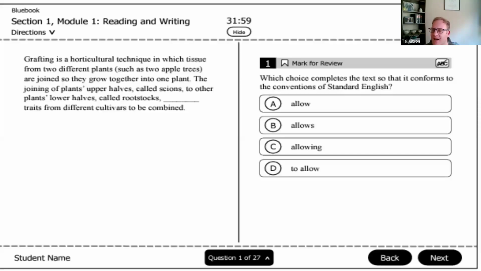And you're going to see on the top, the clock start to click down. You can hide that, which some people do. Most of my students don't, but you can hide that if it's stressing you out, just making sure you're keeping track.